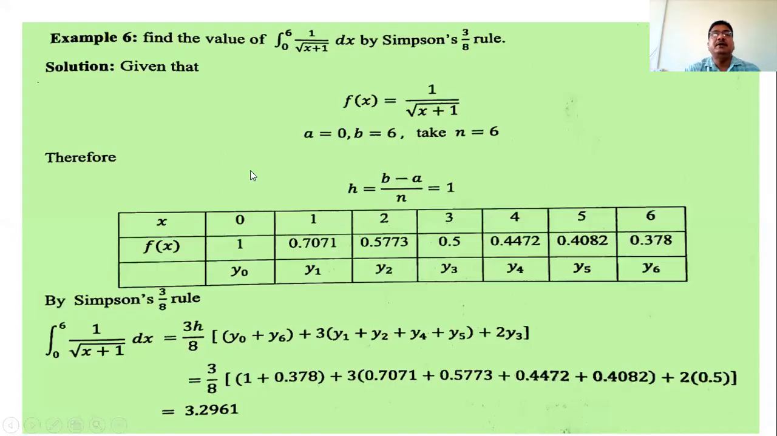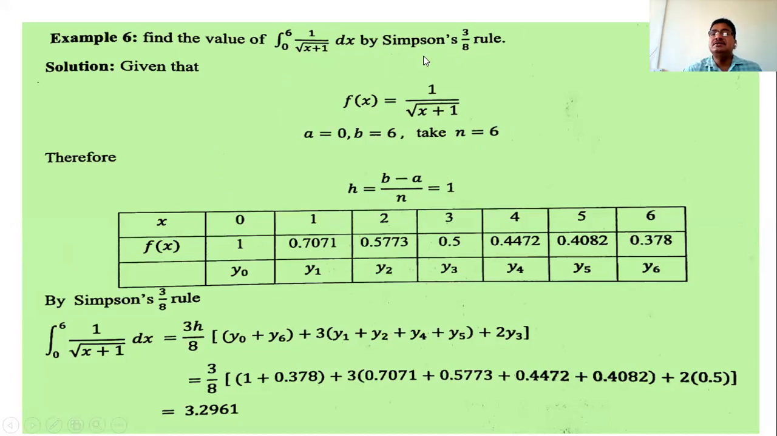The next problem is to find the value of integration 0 to 6 of 1 by root of 1 plus root x plus 1 dx by using Simpson's 3/8 rule. So we have to divide this f(x). f(x) is this quantity 1 by root x plus 1, and a is 0, b is 6, and we have to take n, that is the number of subintervals. But here the instruction is what?